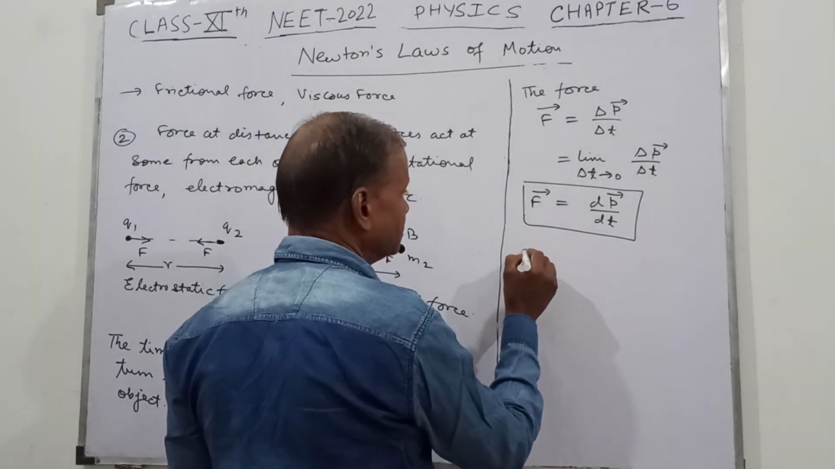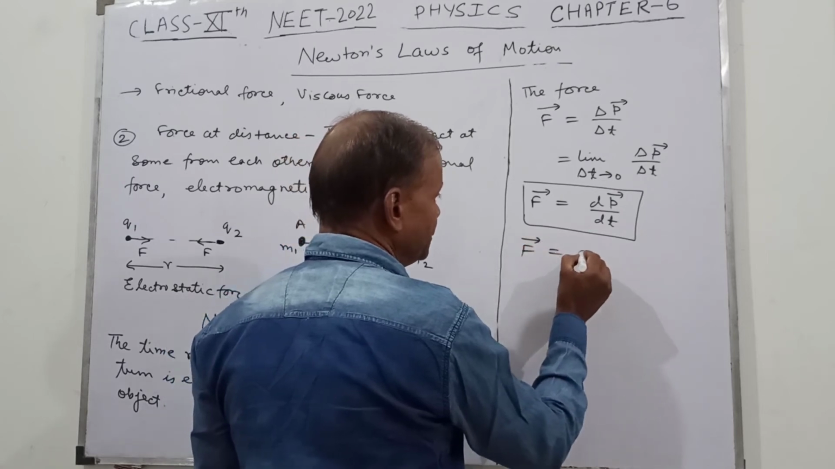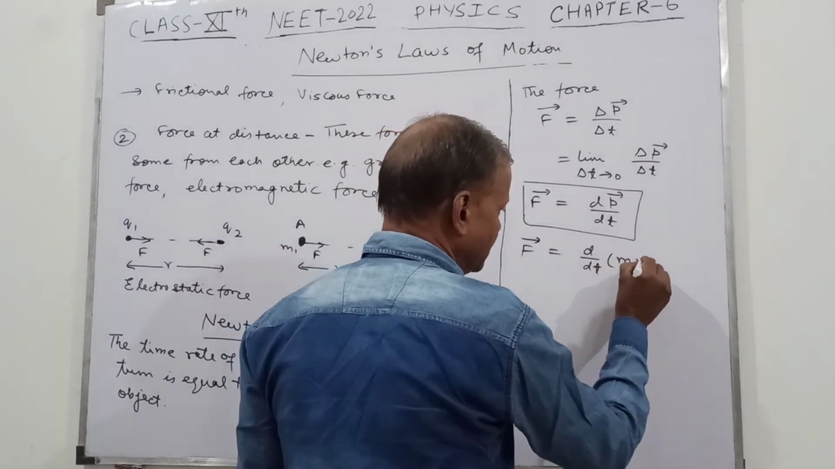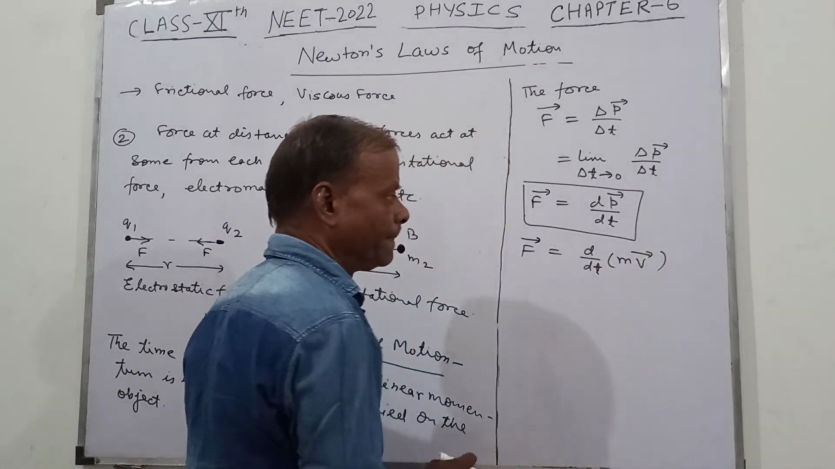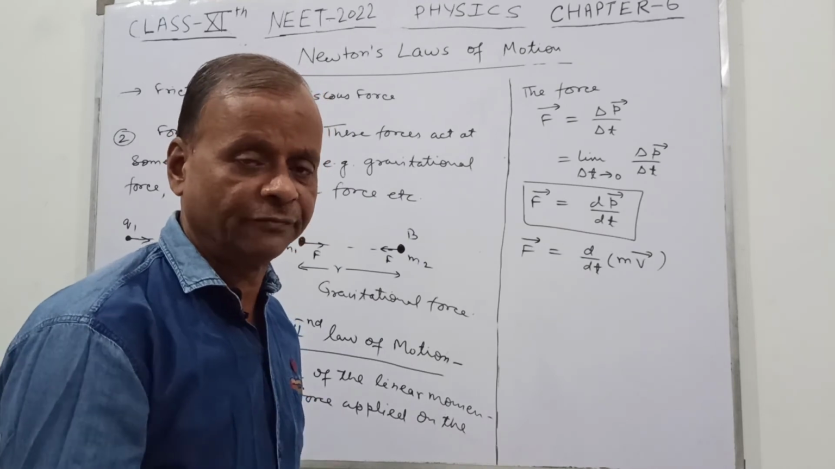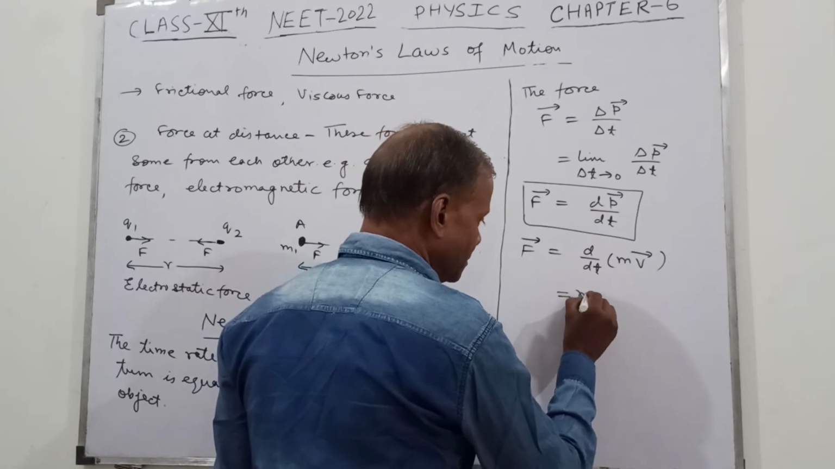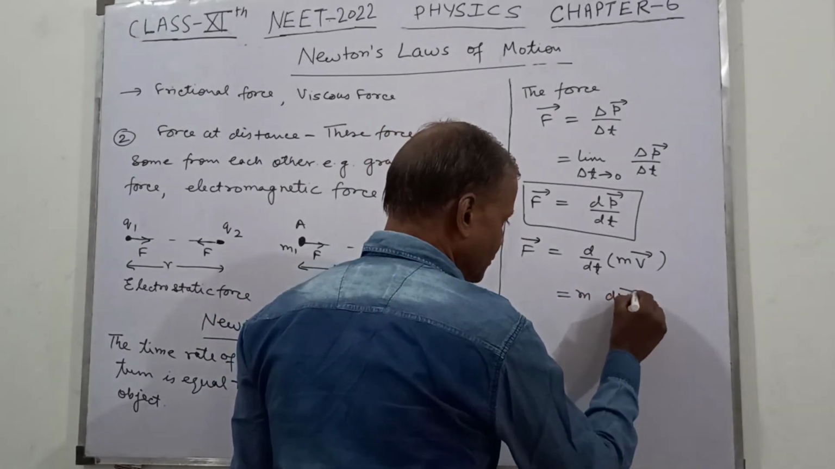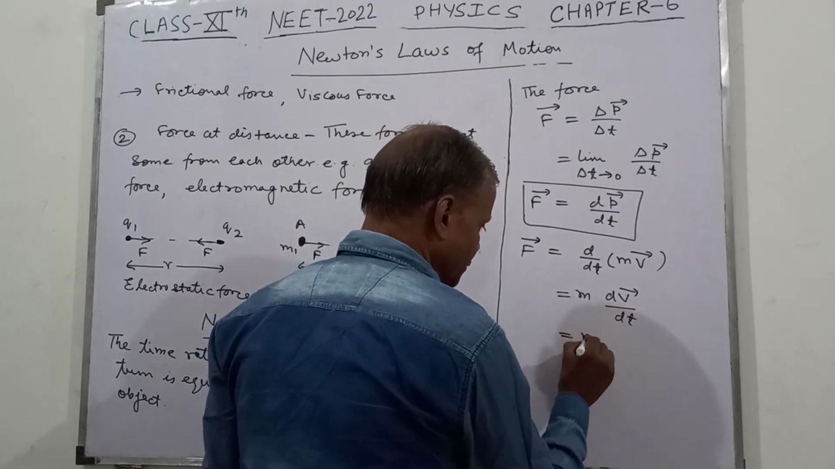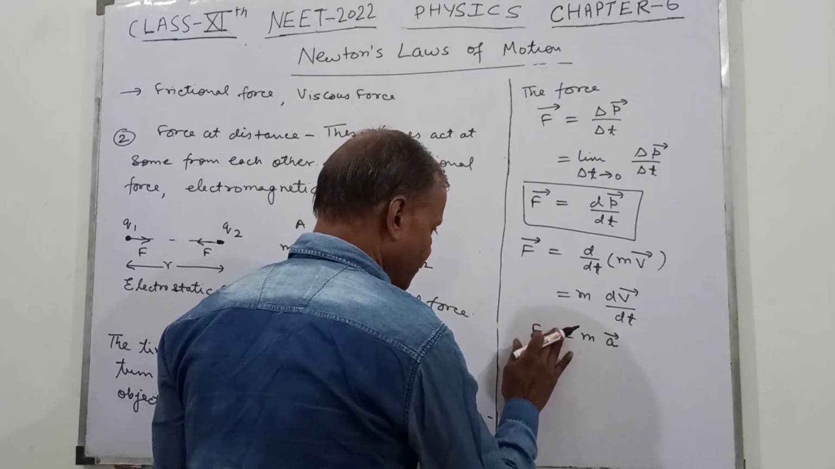So this F is equal to d upon dt of m into v. Because we are assuming that mass is not changing, we are changing only the velocity, we can have this m to be constant. So m times dv upon dt, which is now m into a. This is equal to F.